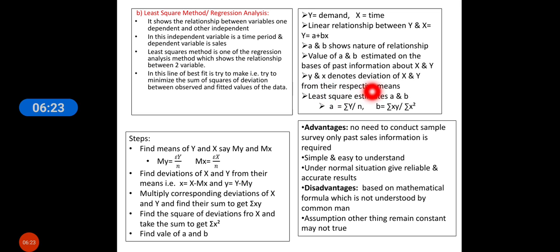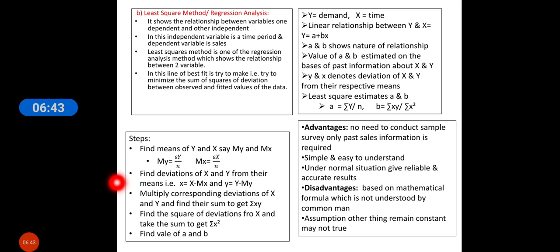X and y denote the deviation of capital X and capital Y. Least square estimation, a and b. A and b are constants, vector a and vector b you can say, and we calculate them with this formula. Fine. It shows the relation between demand and time, what type of relation they have.